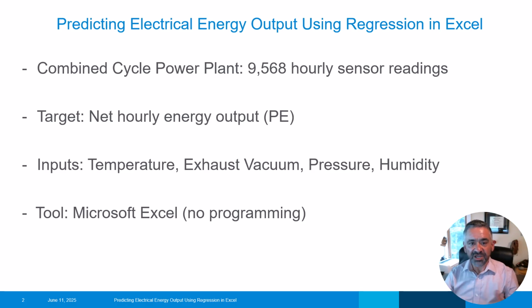So this is my project on predicting power plant energy output using regression. I used a data set of nearly 10,000 hourly records from a combined cycle power plant, which includes variables such as temperature, vacuum, pressure, and humidity readings. My goal was to predict the hourly electrical output in megawatts using Excel without any code.